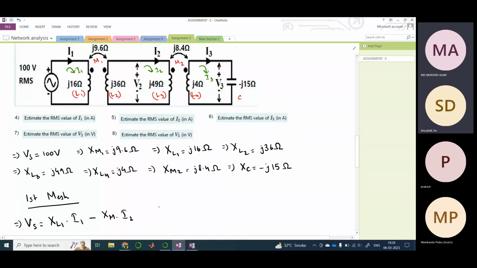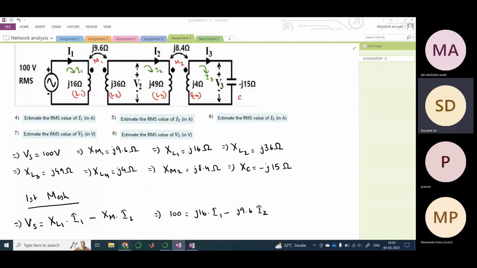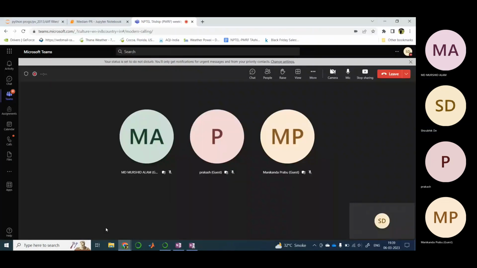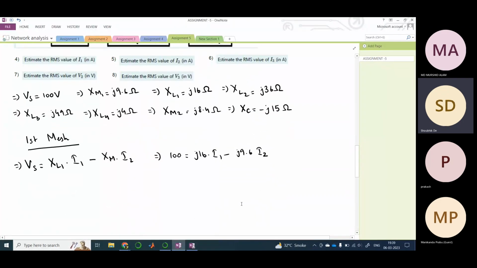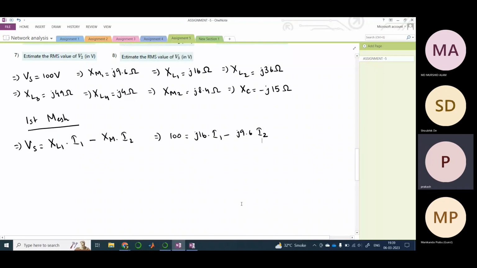I hope this is clear, sir. So this would be what, 100 volts equals XL1 J16 into I1 minus XM, how much? J9.6. I hope this is clear for the rest of the people also. Prakash and Manikananda, is it clear for you guys also? Yes, sir. Clear, sir. Okay, thanks.